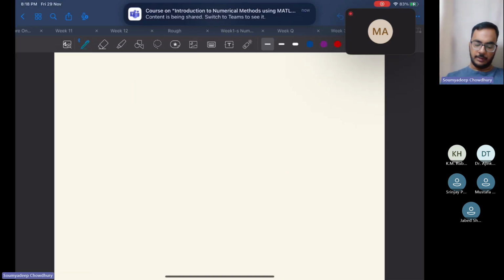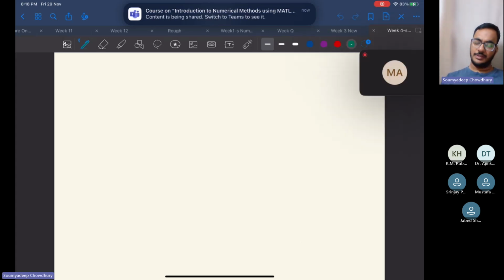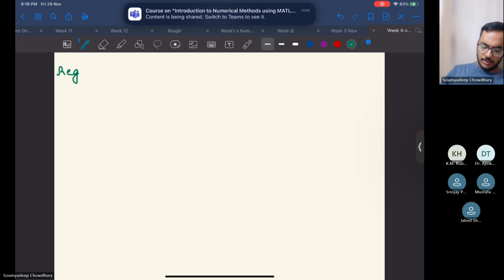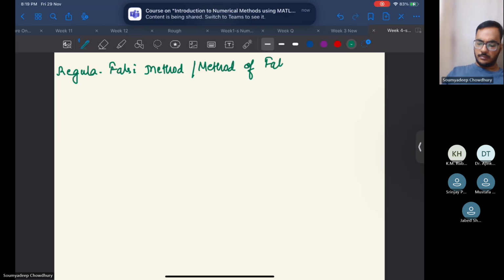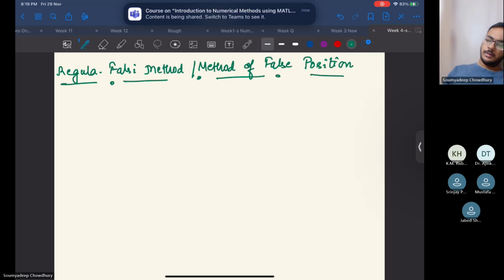So the regula falsi method is another iterative technique to solve your nonlinear equations. It is similar to the secant method, but the iterative formula is just different. The regula falsi method. So first I'll explain the geometrical idea, then I'll go to the mathematical derivation.